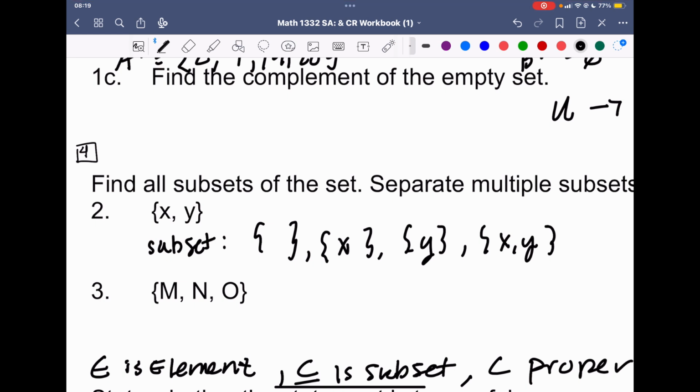Different from the proper subset. The proper subset will not include the original set. So this is otherwise saying that this is the empty set. Another way of writing it for today.